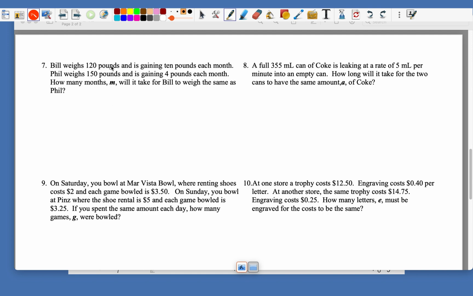Alright, so you had the back page to do. Bill weighs 120 pounds, gaining 10 pounds each month. So we know he's 120 pounds for sure. And he's gaining 10 pounds per month, so 10 times M.